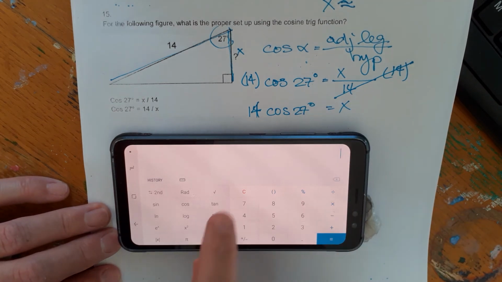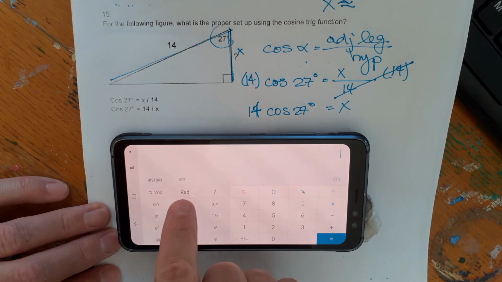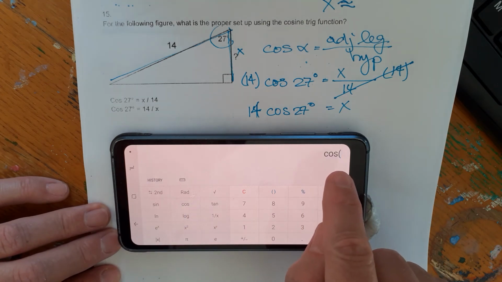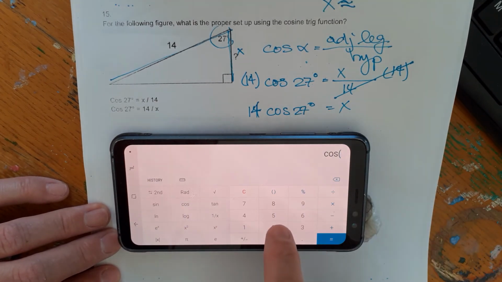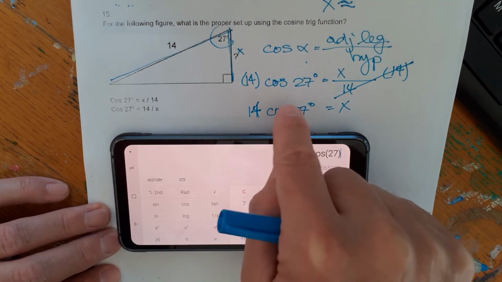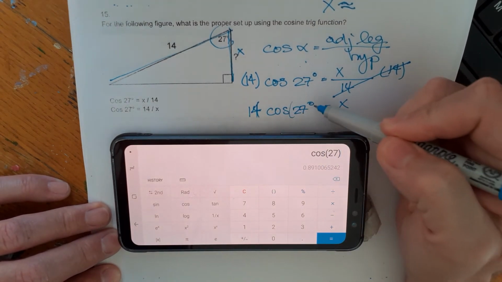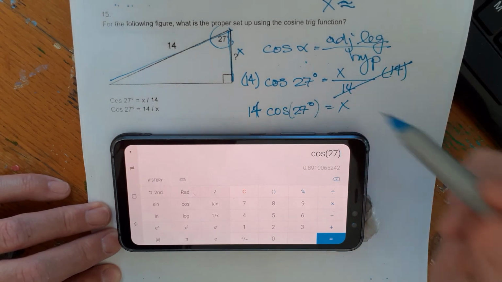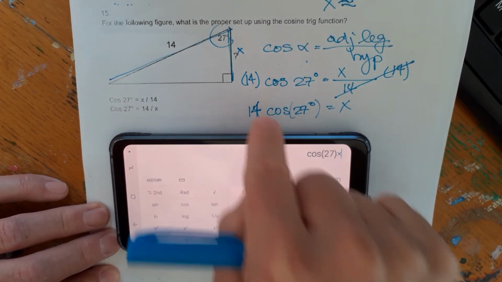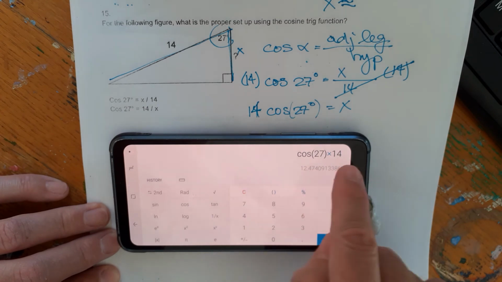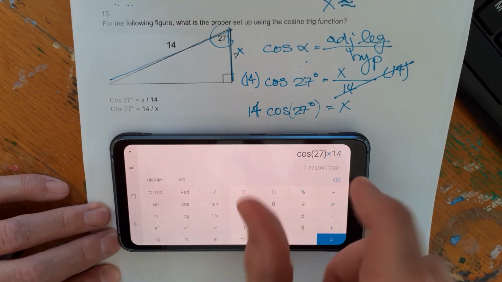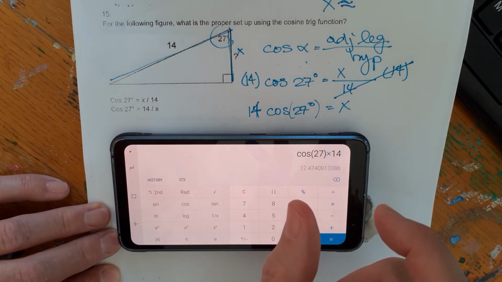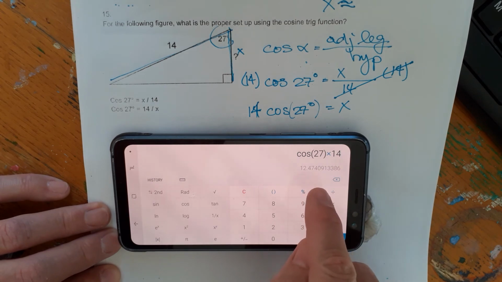So what I'm able to do is use my cosine trig function on my calculator. See how it says cosine? It's 27 degrees, so I'm putting in a 27. I'm going to close the parentheses. And then I'm going to multiply this because it's times 14. I realize mine's out of order, but remember, multiplication can be flipped forward and backward and we get the same answer. What do we get right here?